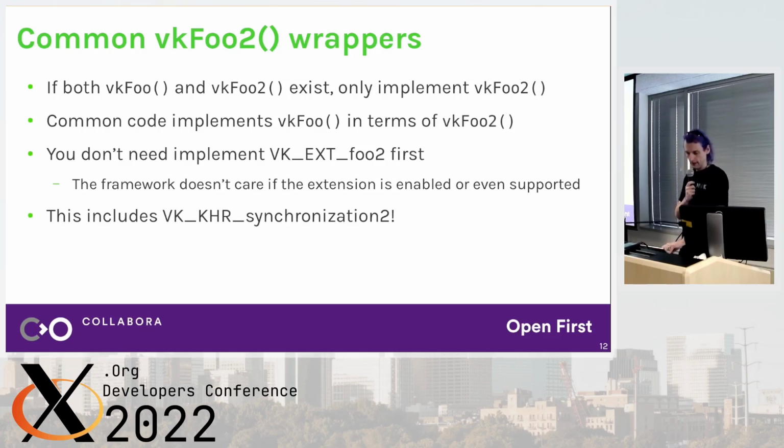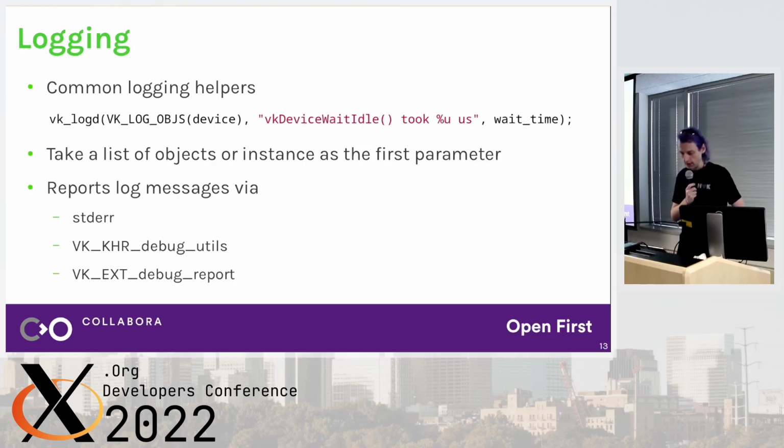And that's another one, logging. I won't spend a whole lot of time on this. We have log macros. It's in vklog.h. The big thing that this gets you is that it reports to standard error, VK_KHR_debug_utils, and VK_EXT_debug_report. So it reports all of the places, all the things. You just call the logging helpers, and off you go.